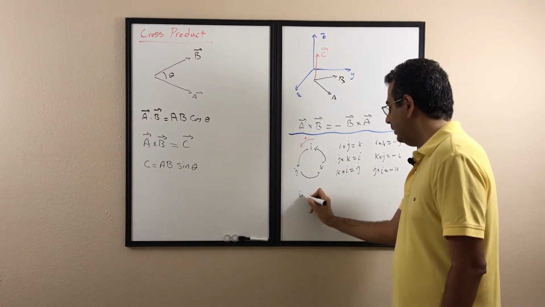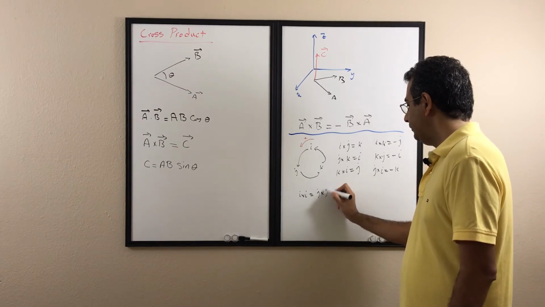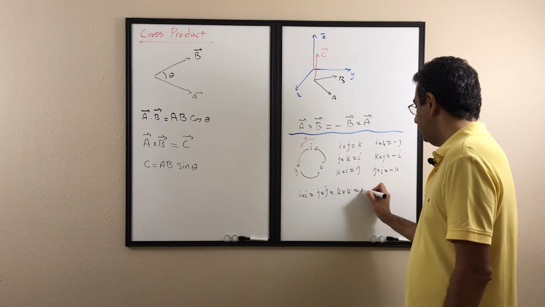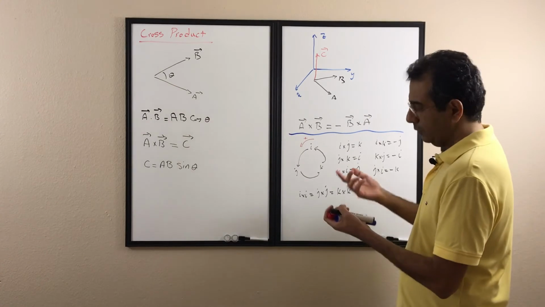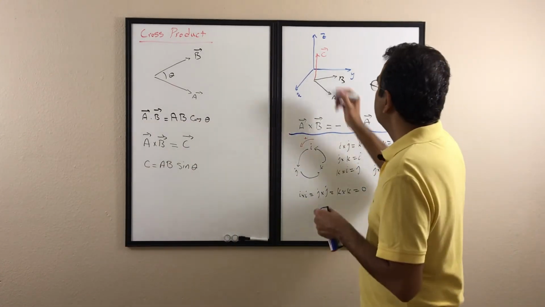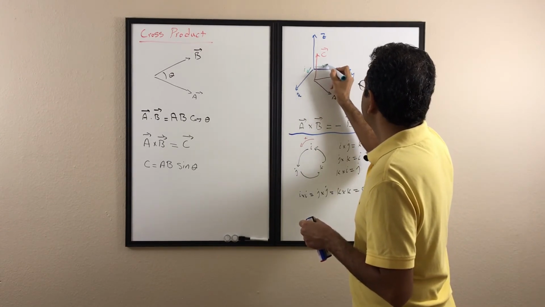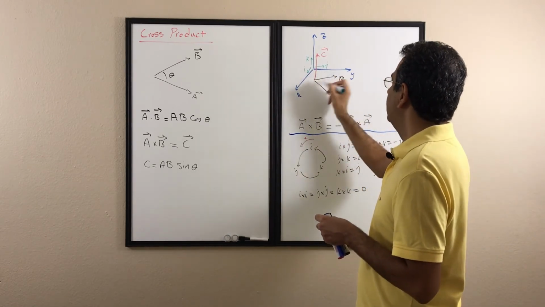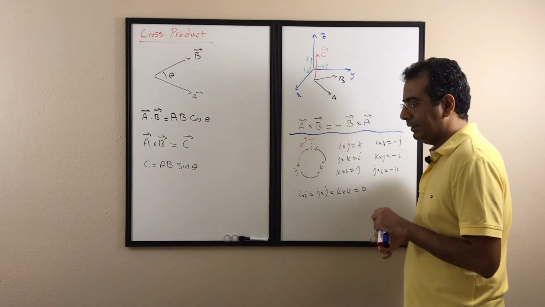And remember that I cross I is equal to J cross J is equal to K cross K, and all of them are 0. So the cross product of a vector with itself is 0. And one more time, just remember I, J, and K are the unit vectors along the X, Y, and Z axes. So this is the I, this is the J, and this is the K.